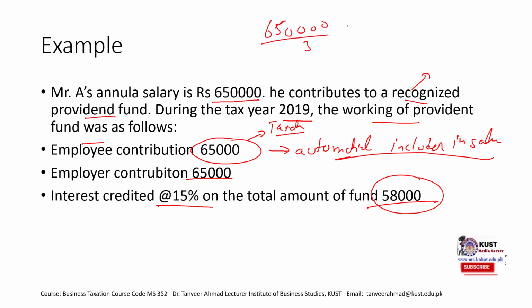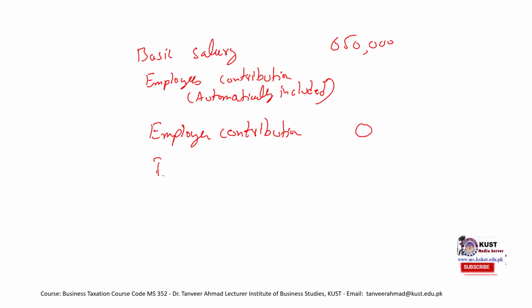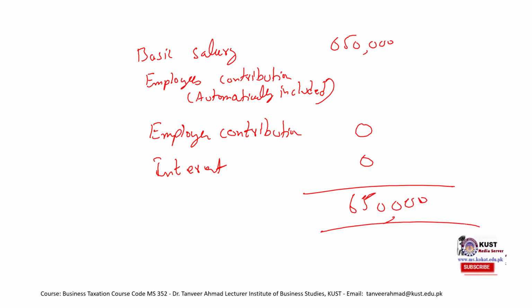6,50,000 is obviously going to be greater. Okay, so 6,50,000 divided by 3 would be 2,16,666, so 2,16,000 almost. So this 58,000 is less than 1/3 of the salary. So again, this would also not be included in the taxable income. It is exempted. Interest is 0, so the total taxable income would be 6,50,000. So that's all for this lecture.